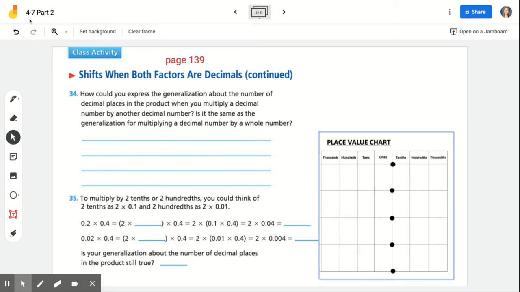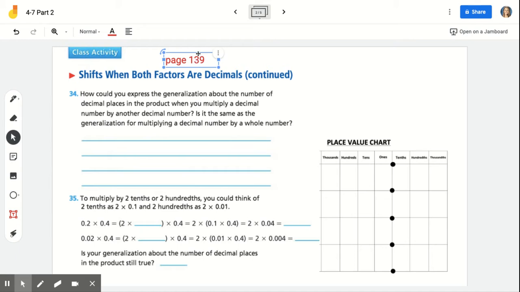This is lesson 4-7, part 2, and we're continuing with looking at shifting patterns and solving when we're multiplying and both factors are decimals. So I'm on page 139. Please have that open and ready. Get your place value chart out and ready as well.